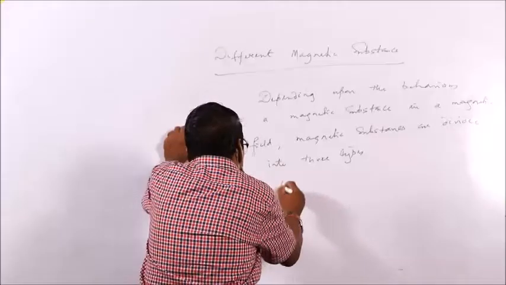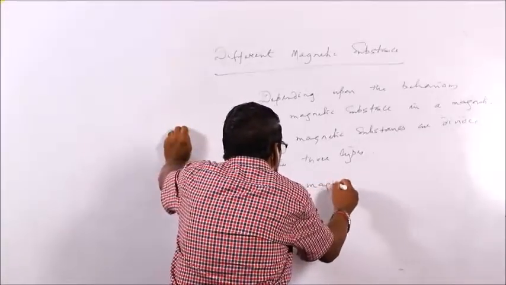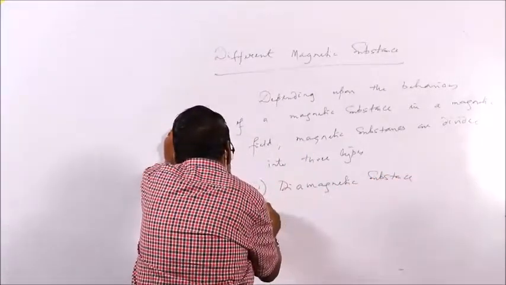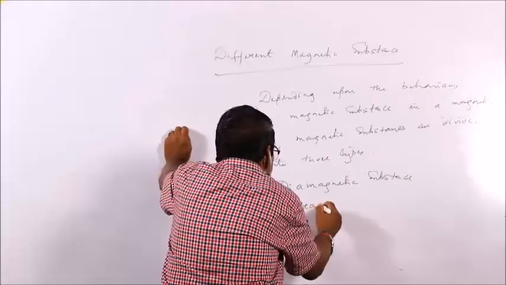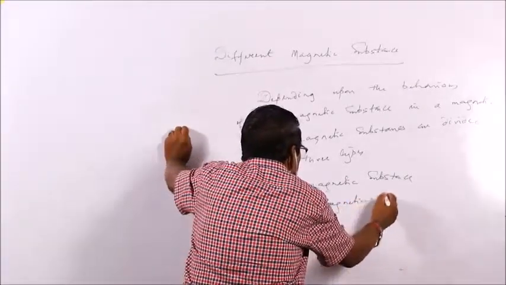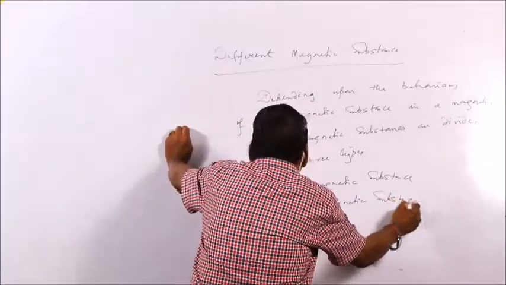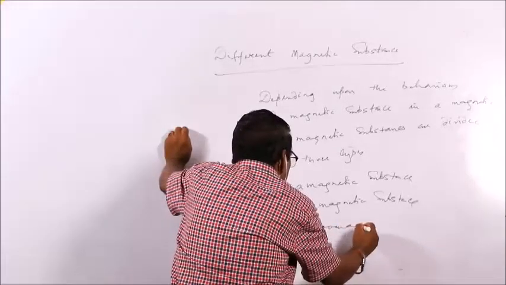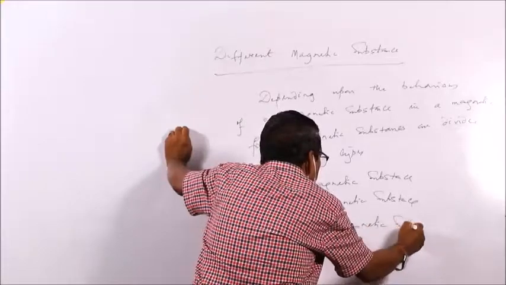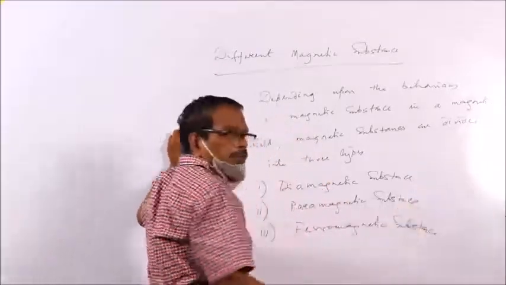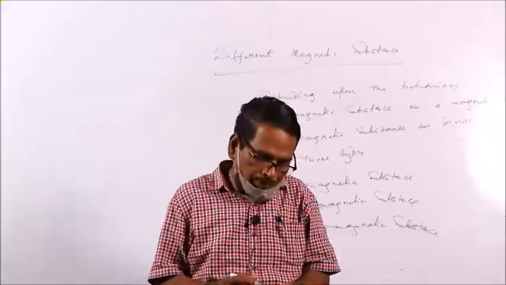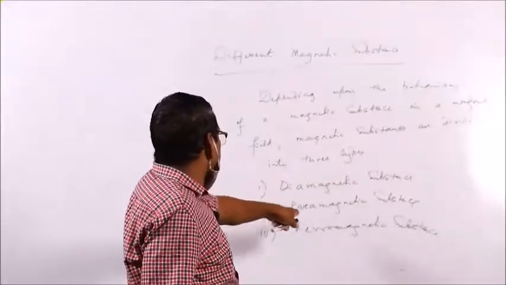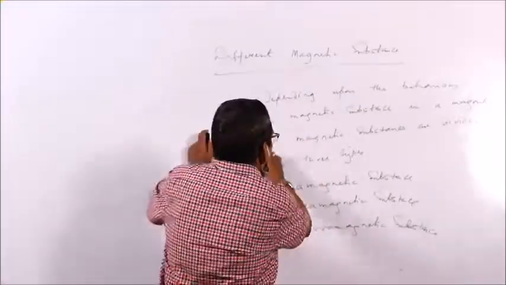One is diamagnetic substance. Number two, paramagnetic substance. Number three, ferromagnetic substance. The three types of magnetic substances are very important from examination point of view. You may get a long question from this or there are a number of short questions from this also. So, we will discuss the properties of diamagnetic substance, paramagnetic substance, ferromagnetic substance one by one.